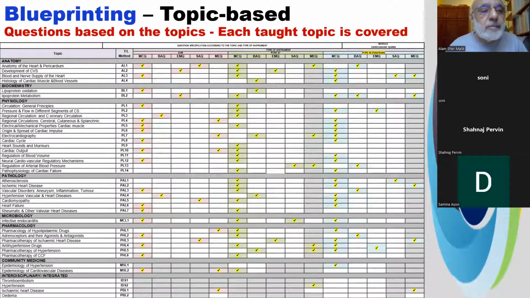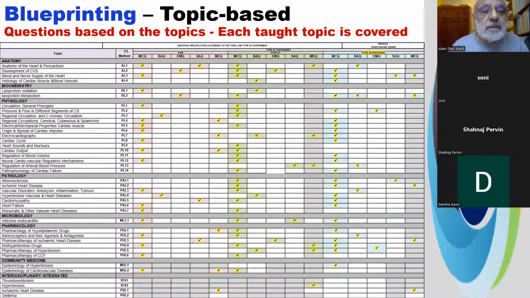Another way is topic-based. Here, if you see the same CVS module, we have the topics taught by different disciplines, again anatomy, biochemistry, physiology, etc. And then there are questions from each topic, further divided into different types of questions. This blueprinting gives the opportunity that every topic which has been taught is tested. So students know that there would be questions from each topic, and they cannot have a selected study or preparation for the exam. Again, the different types of questions are divided for different opportunities of assessment.